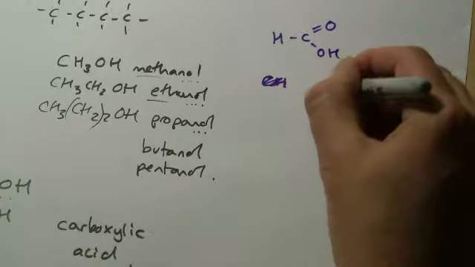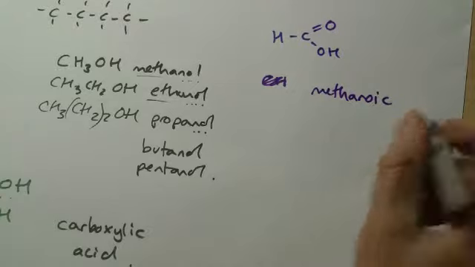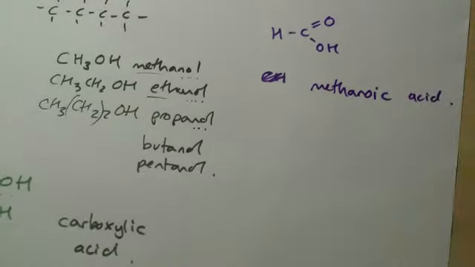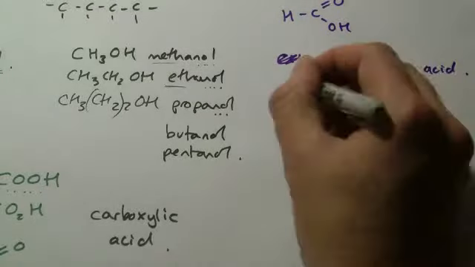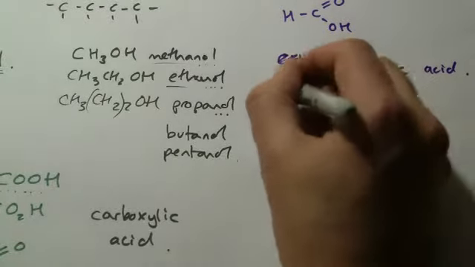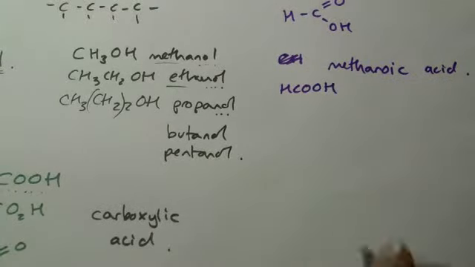That is actually called methanoic acid. Okay, it's got a common name of formic acid. That's actually what ants produce. So that would be, write it like that. What's the next one?